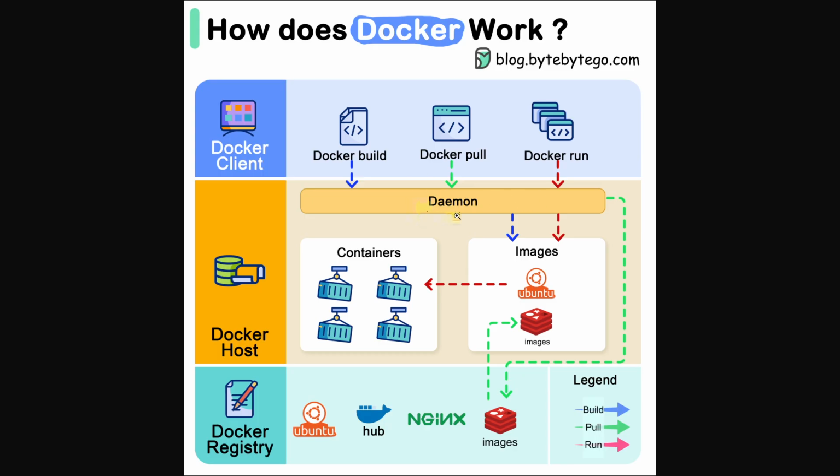The daemon will handle this command: what should be done with that command, what is the command, what action should be performed. All of this will be handled by the daemon. So the work of the daemon is to communicate between the Docker host and the Docker client, right? The client might be a CLI or anything, or a UI. So this is the main difference.